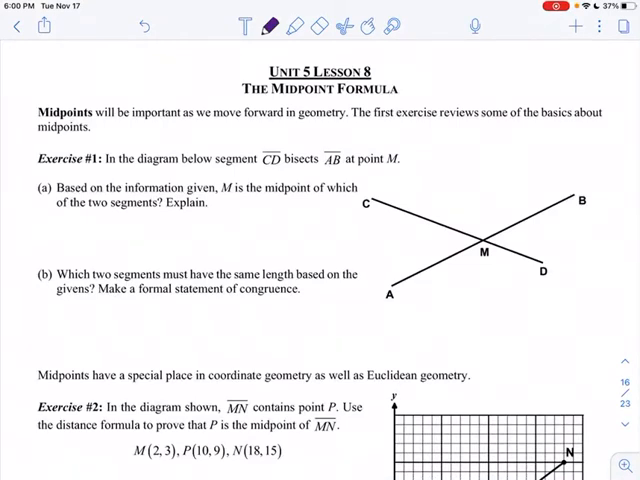Hi GOH, this is Unit 5, Lesson 8, and today we're going to do the midpoint formula, which is actually a little bit easier than the distance formula. I think you'll like it. So we already talked about midpoints and what they were, so let's just review some of the basics.